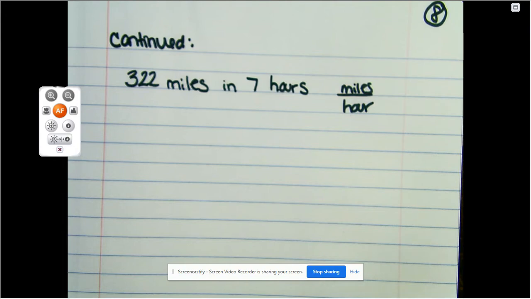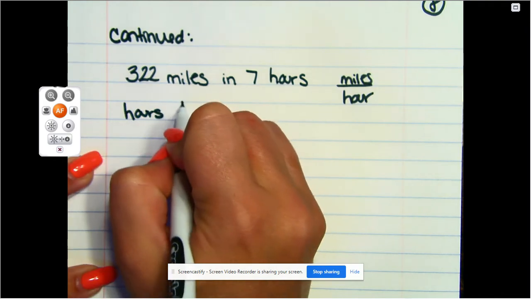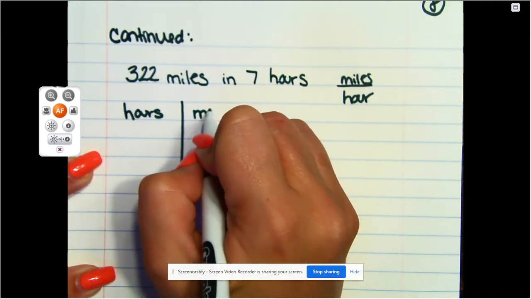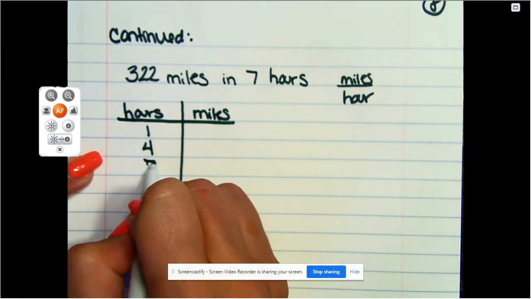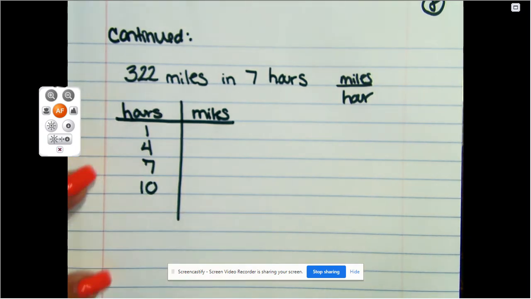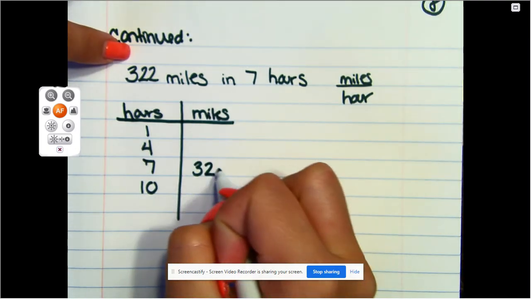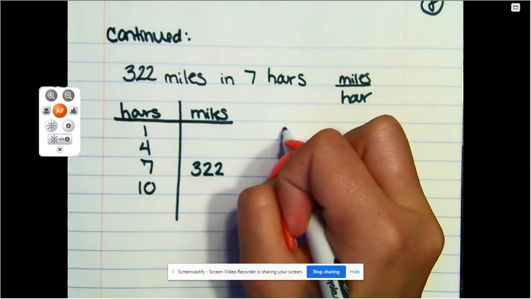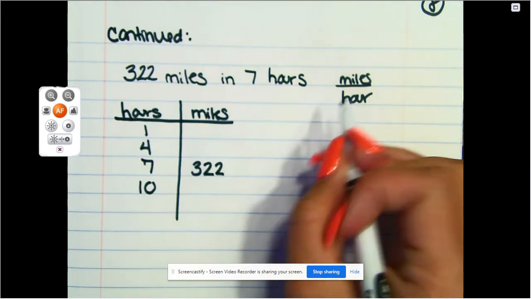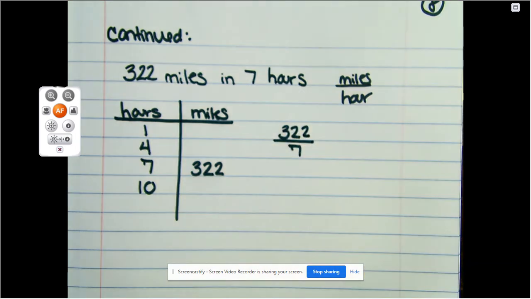So we need to set up a table with hours and miles. We want to know 1, 4, 7, and 10. Again, I just pulled out random numbers. I do know that in 7 hours, this person went 322 miles. So we're going to start setting up some equivalent fractions and proportional relationships. With that being said, we're going to do my miles per hour, so miles needs to go on top. So 322 miles over 7 hours.